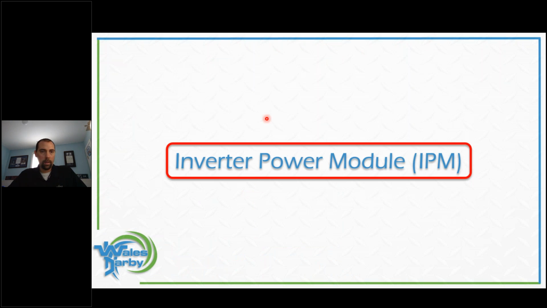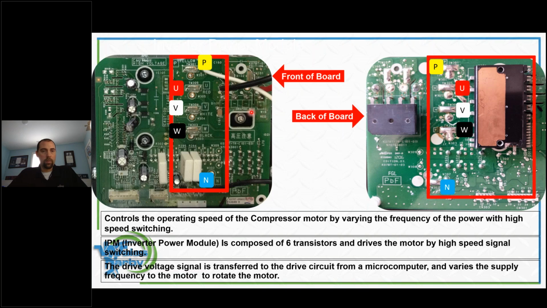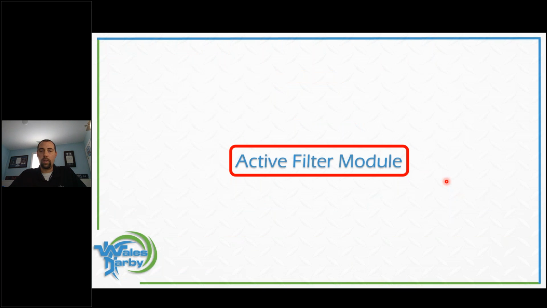Yep, IPM. Here are your transistors, right? So this is the chip. This is our IPM, or our contactor. If you think about it as a traditional system, here's your UVW, as on a schematic. These are the wires going to our compressor. P and N: those were our yellow and blue wires that came from the active filter module, right? So that's an easy one. Now let me go back one second.